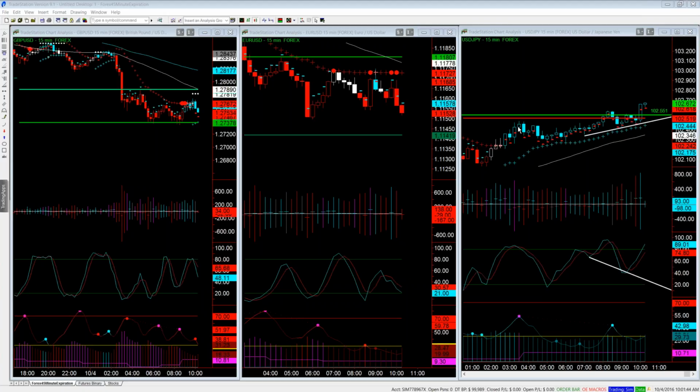And I pretty much stick with the 1 hour expirations. With a 1 hour expiration, if you get 4 bars in your favor, you typically get your profit target.